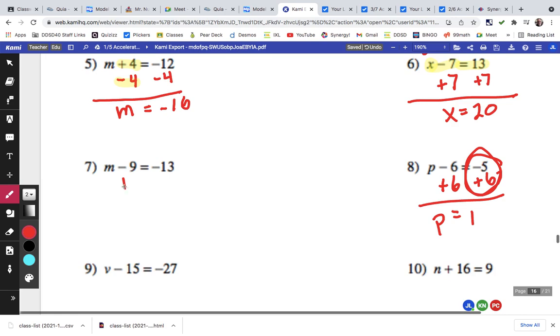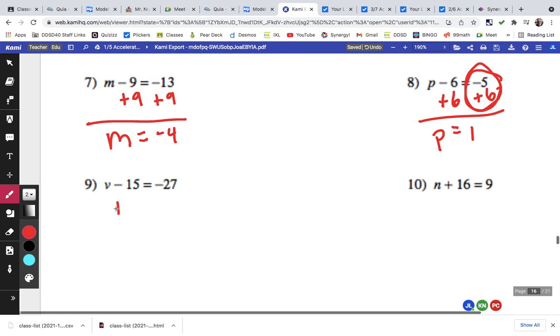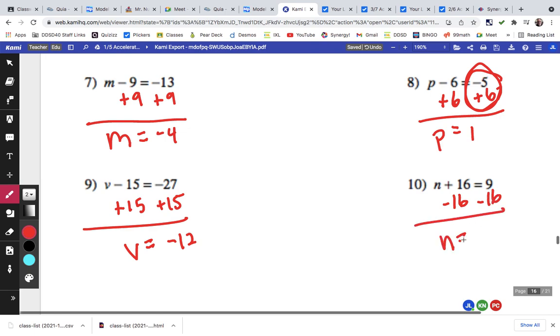So on this one, we're going to add 9 to both sides. And so m is equal to negative 4. On this one, we're going to add 15 to both sides. So v is equal to negative 12. And on this one, we're going to subtract 16 from both sides. And n is equal to negative 7.